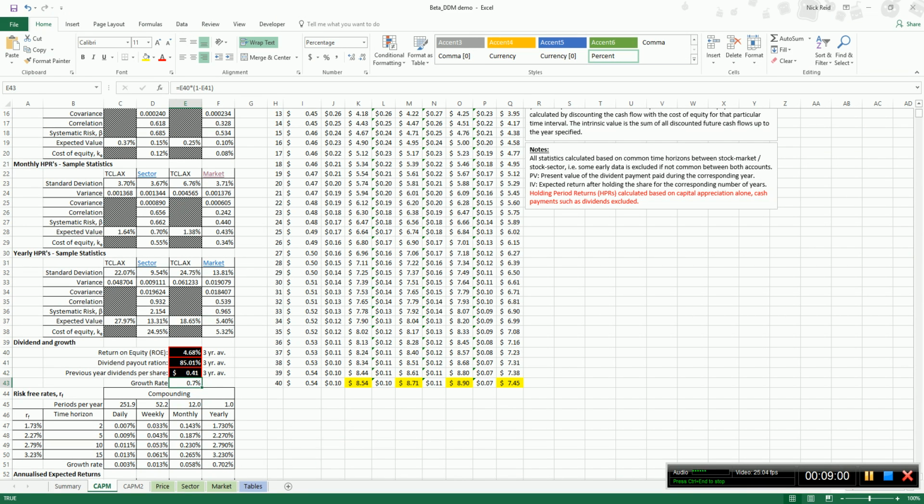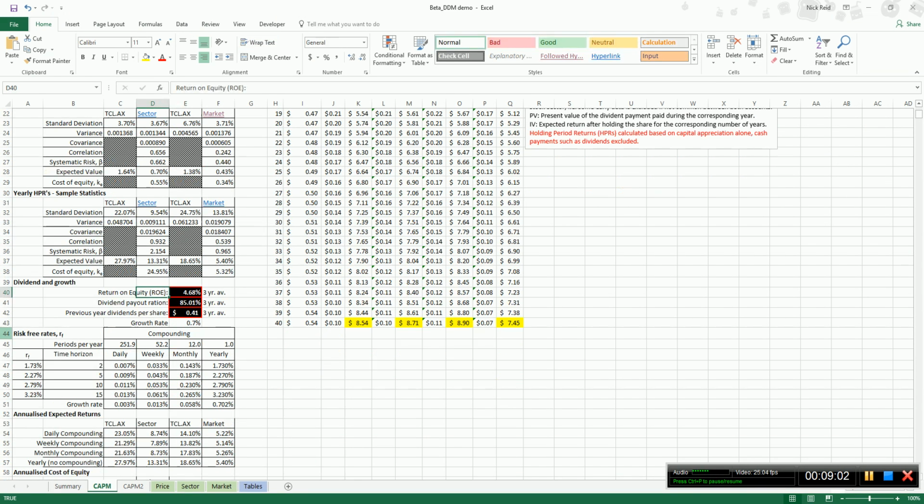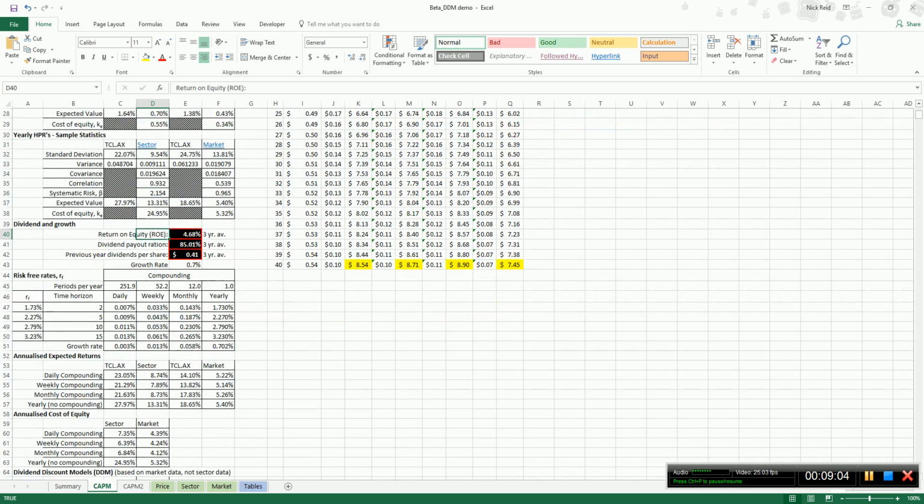Okay, and what we're seeing down here is the risk-free rates for the 4 different time horizons, modified for the different holding period returns we address here.